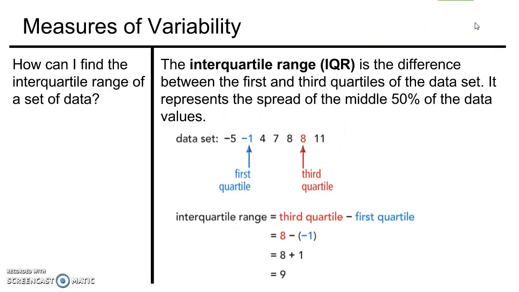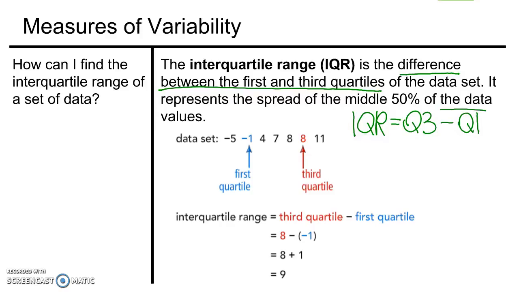Last thing, interquartile range. How can I find the interquartile range? Sometimes we abbreviate that as IQR. It is the difference between the first and the third quartiles. So let's underline the difference between the first and the third quartiles of the data set. And I want you to write this little formula out next to the definition after you write down the definition. IQR, which is the interquartile range, equals Q3 minus Q1. Q3 stands for the third quartile. Q1 stands for the first quartile.